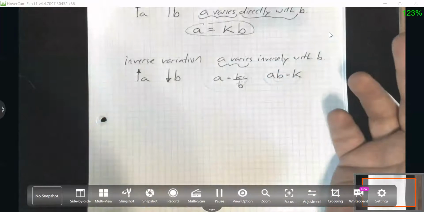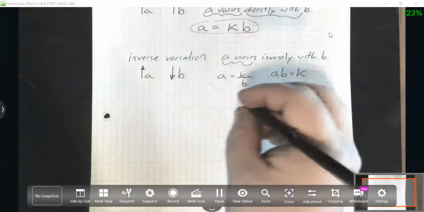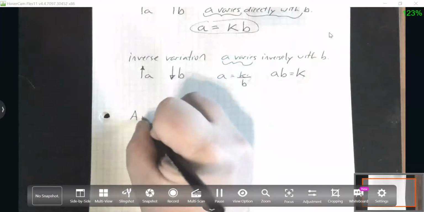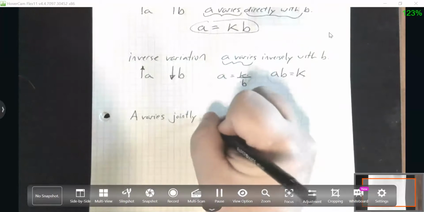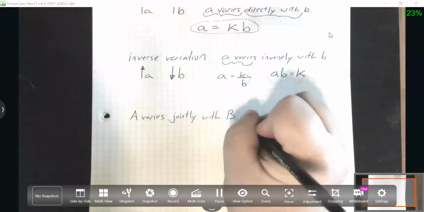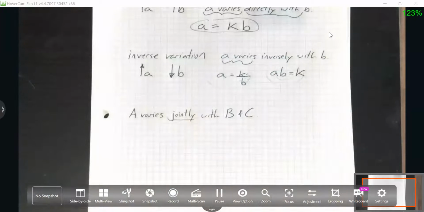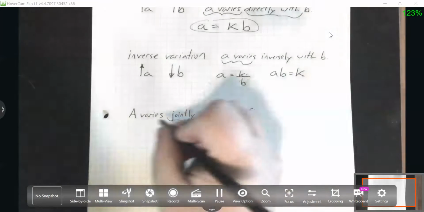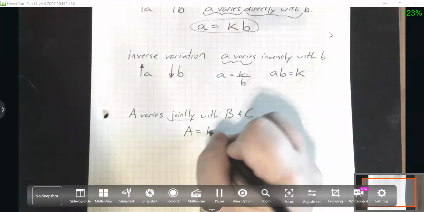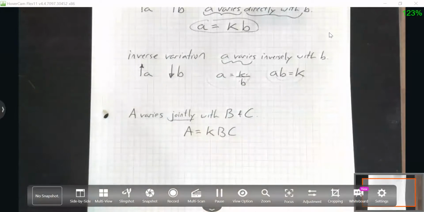Now, there's a bunch of different variation. We could have multiple things. So let's look at a couple examples where we have several things going on. How about we have A varies jointly with B and C. So jointly means that some things are working together. It could be on top, it could be on bottom, but if it doesn't state one or the other, we're going to go with the assumption that it's going to be direct. So this is again A varies, so we'd have A equals K, and then jointly with B and C, so it'd be K, B, C, all being multiplied.